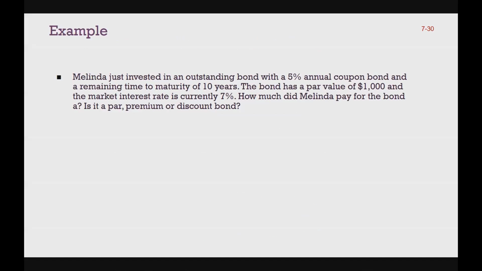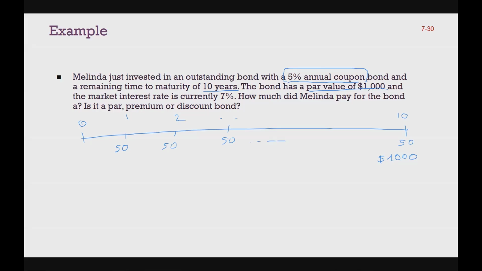Let's take a look at this question. Melinda just invested in an outstanding bond with 5% coupon and remaining time to maturity of 10 years. So this is a bond of 10 years, again 0, 1, 2, 3, etc. to 10, and the par value is $1,000. Again, it's a 5% coupon, which means that the coupon payments are $50, 5% of the par value, every single year, including the last year.